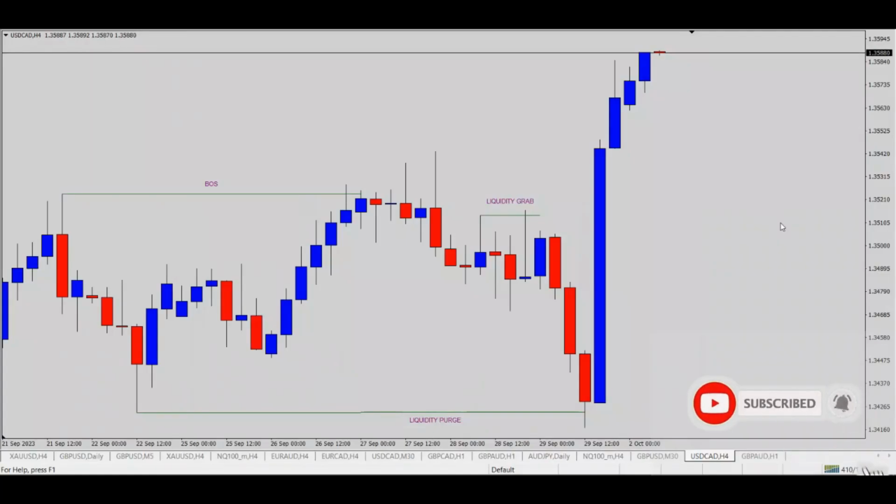So in today's video, I'm going to be discussing liquidity purge and revert, and how you can actually use this as a particular strategy to profit in the forex financial market. So without further ado, let's get right into it.